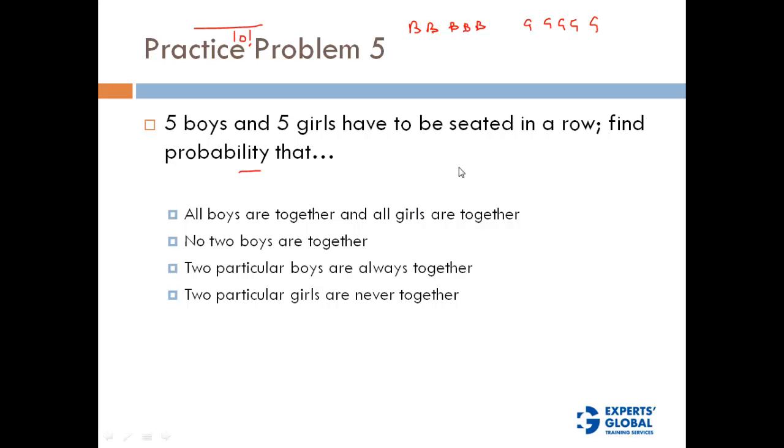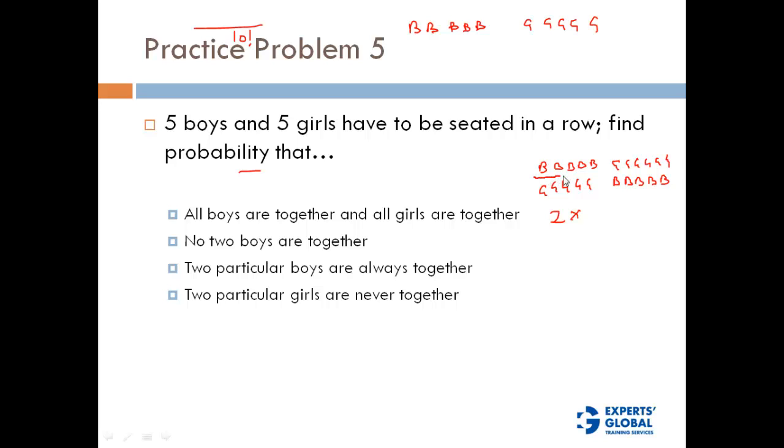Find the probability that all boys are seated together and all girls are seated together. There are only 2 such cases: all boys sitting together, 1, 2, 3, 4, 5, and all girls like this, or all girls like this and all boys like this. There are only 2 ways.